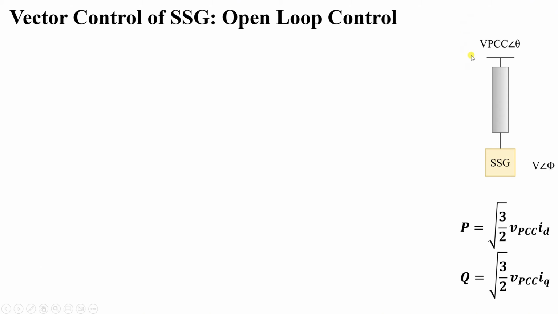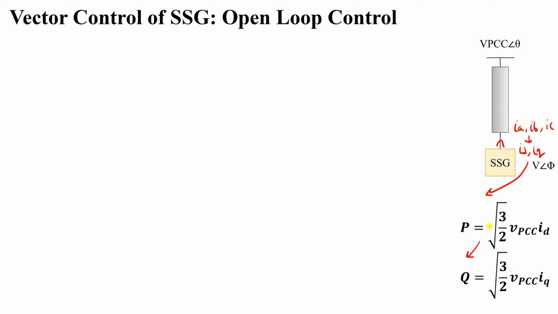So we have the voltage of the point of common coupling and we have our static synchronous generator with voltage V and angle phi. And we are controlling here the output currents. The output currents IA, IB and IC of the static synchronous generator correspond to ID and IQ that can control P and Q. So ID and IQ are the output currents of the static synchronous generator.